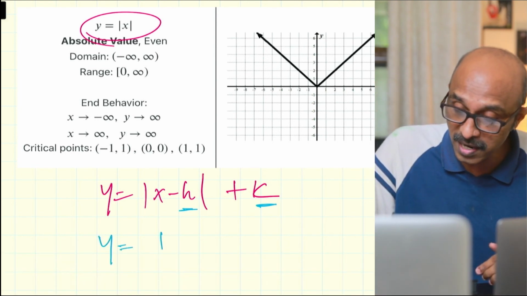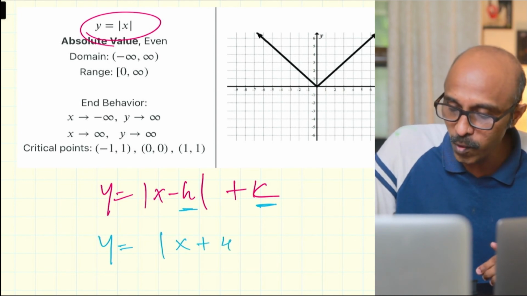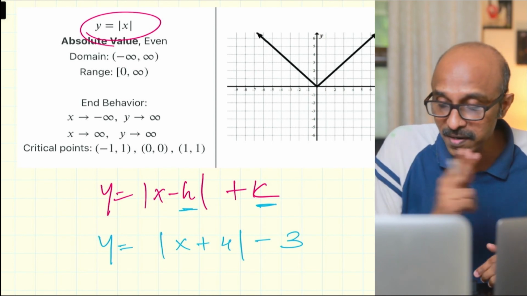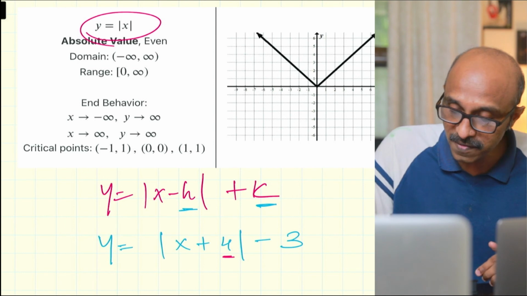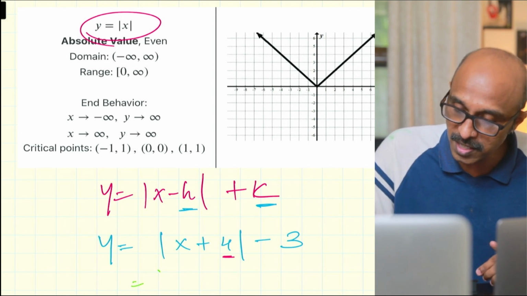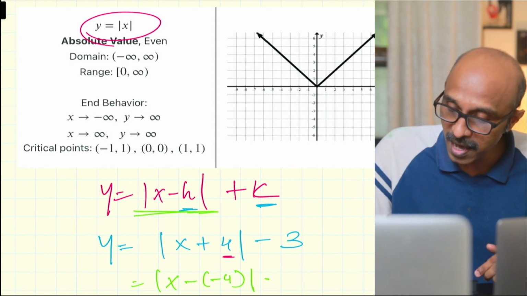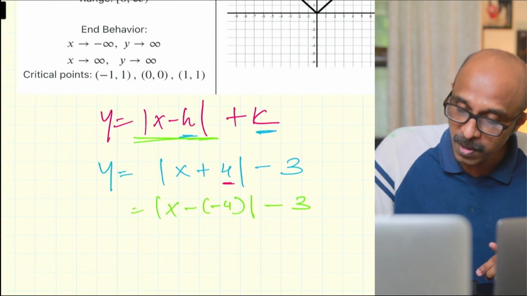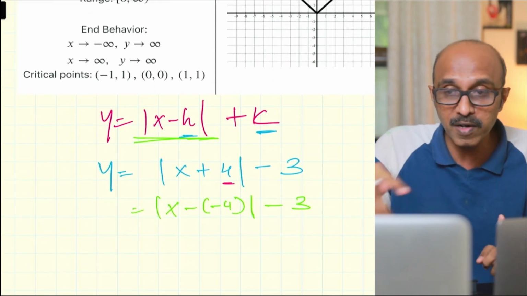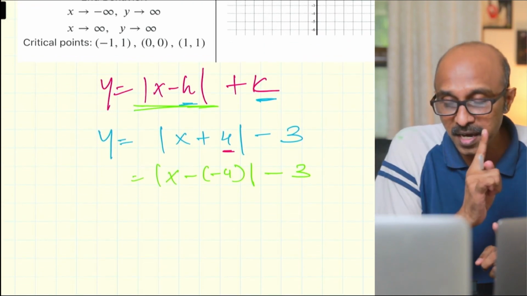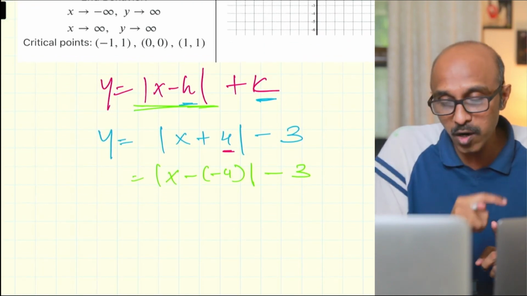So say for instance you had the absolute value of x plus 4, and minus 3. Now we said that when h is positive it's going to go right, and when negative it's going left. This is a negative h because as you can see this is x minus of a minus 4, because it has to be in this form, x minus h, and that's a minus 3. The parent absolute value function is a V-shaped function, right? So it's going to go left by 4 units and down by 3 units.